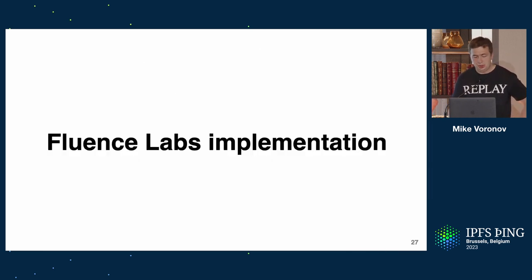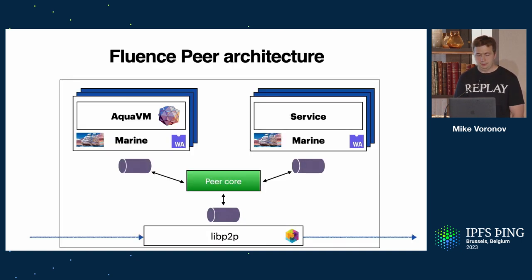Okay, now let's see three slides about how we implemented AquaVM in our stack. At Fluence Labs, we have a network, and every network consists of peers. A peer is actually a layered structure that starts with libp2p, the networking layer. On the next layer, there is the peer core. Peer core is actually a manager of queues. There are more than three queues in a peer, but it doesn't matter for a high-level overview of the architecture. And there are two pools: a pool of AquaVMs, which is the compute engine or orchestration engine, and a pool of services, which is the computation layer.